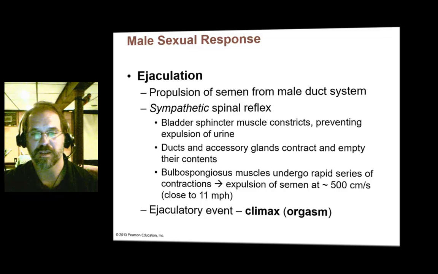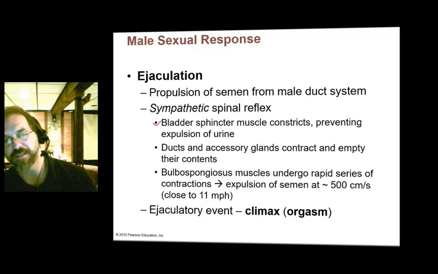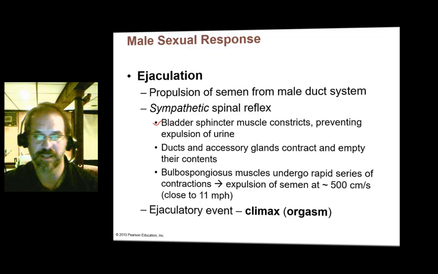The urinary sphincters in the bladder constrict, so that when you have ejaculation, you don't have urine getting into the ejaculate volume. The base of the different glands, the prostate and the Cowper's gland, contract, and they propel the semen from the ejaculatory duct into the urethra. And I don't know who timed it, but apparently ejaculation proceeds at about 11 miles per hour, if you want an interesting factoid.